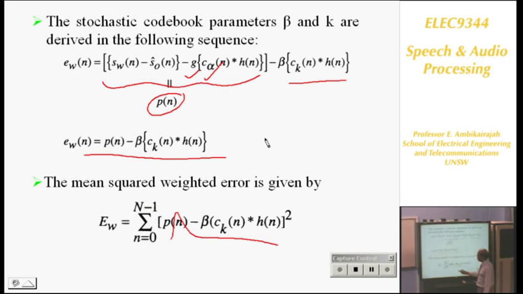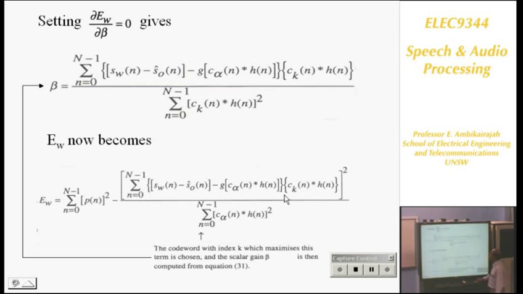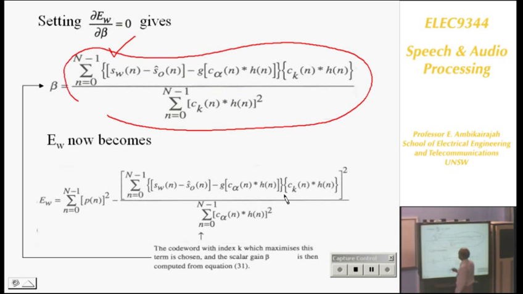We want to minimize this with respect to beta. So how do we do that? Same as before, we differentiate with respect to beta, and when you do that, your beta becomes this. And you substitute back in the original equation, this is what your error is. Now, you need to minimize that error.